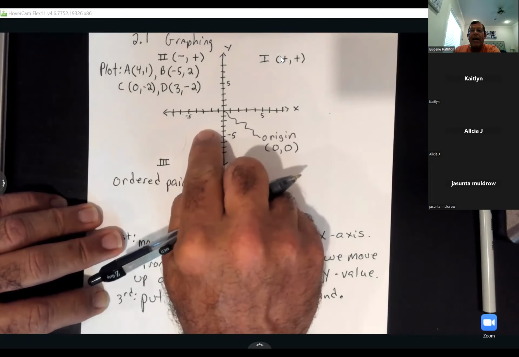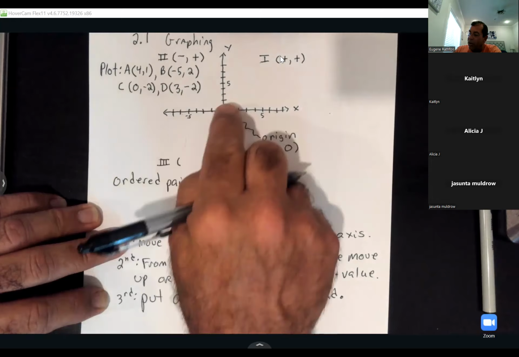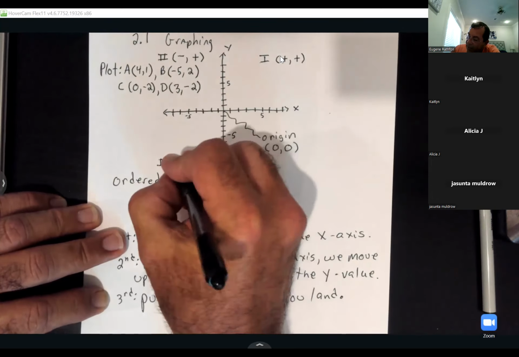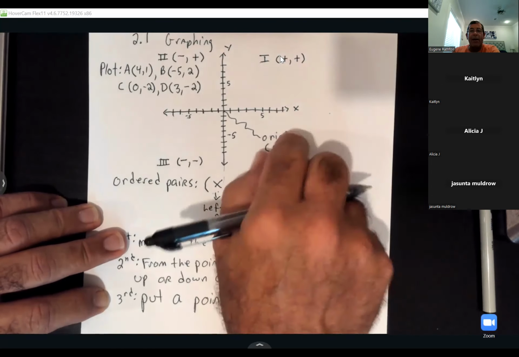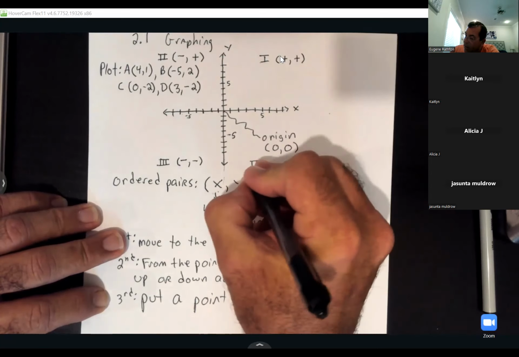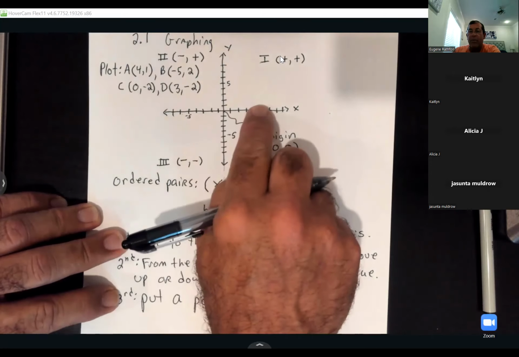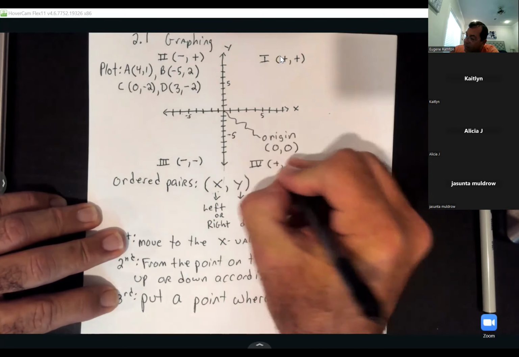Down here is my third quadrant. This bottom left side is a third quadrant. For a point to be in the third quadrant, the x's are negative and the y's are negative. And then finally, y'all, we got our fourth quadrant over here, bottom right. For a point to be in the fourth quadrant, the x's are positive and the y values are negative.